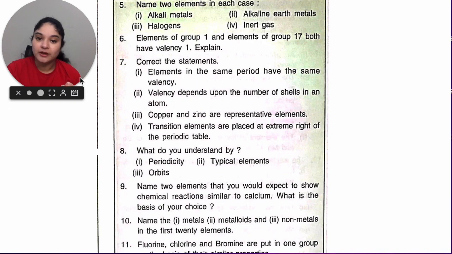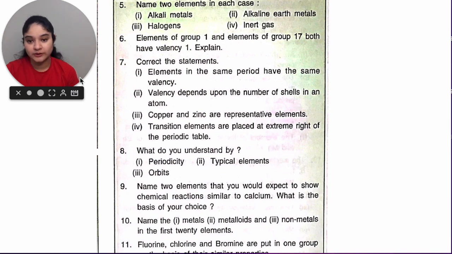The third, copper and zinc are representative elements. Copper and zinc are transition elements. The next one, transition elements are placed at extreme right of the periodic table. At the extreme right you have inert gases. So inert gases are placed at the extreme right of the periodic table. Now next is definition. So let's look at that.